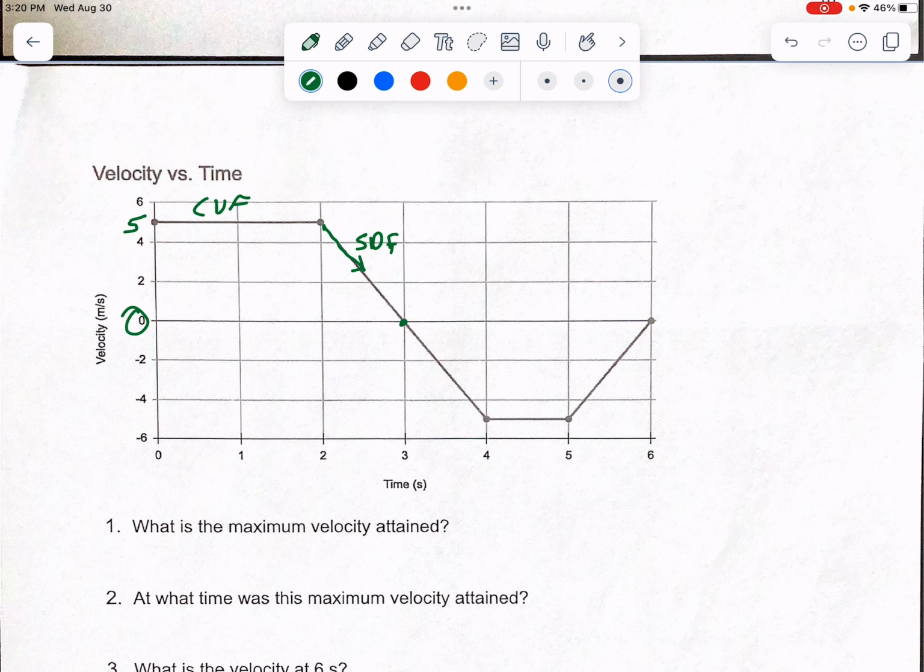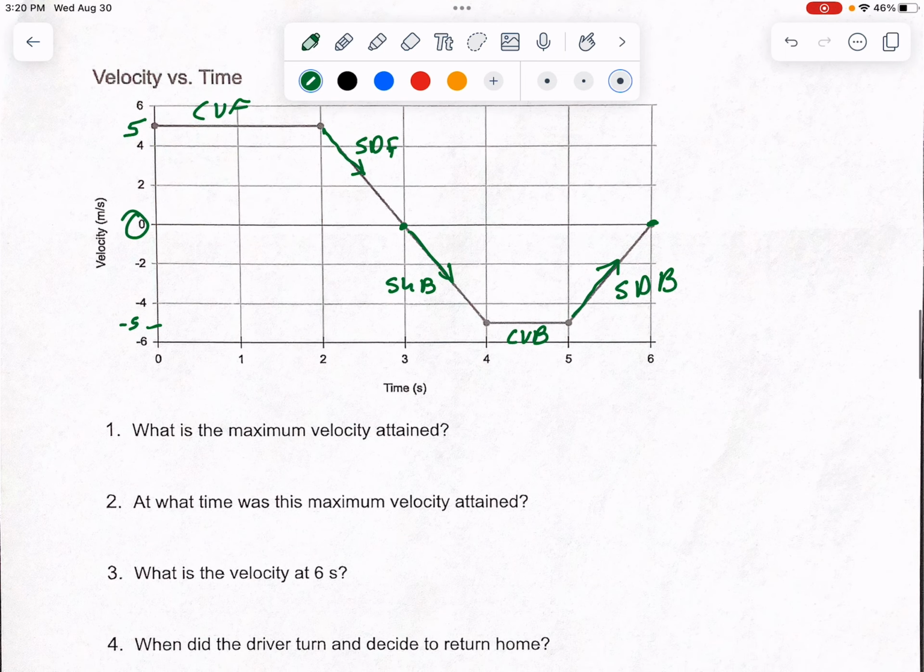And then what happens is we start speeding up in the backwards direction because now we're in the negative and we're going away from 0. Then from 4 to 5 seconds, we have a constant velocity backwards. So we're just staying at that -5 for a second. And then we start heading back towards 0. So this is going to be slowing down backwards. And then we stop again at 6 seconds.